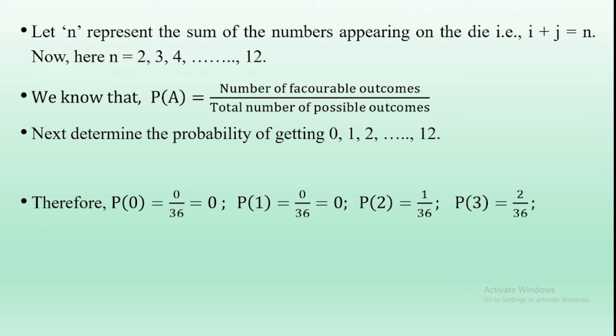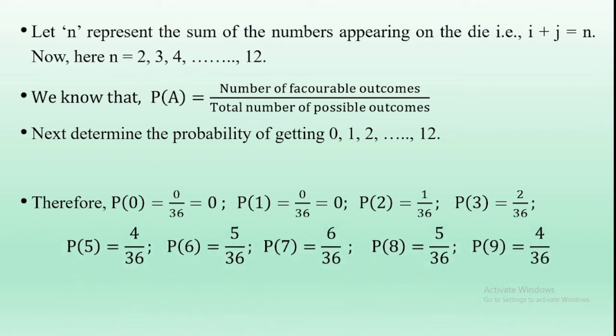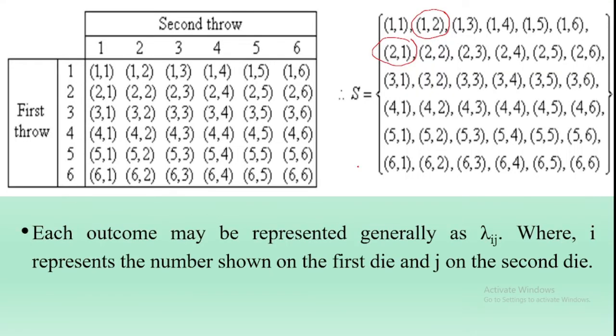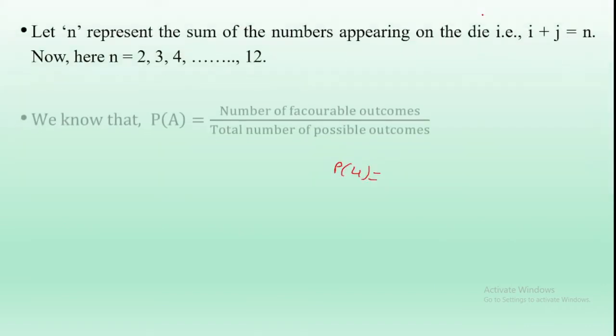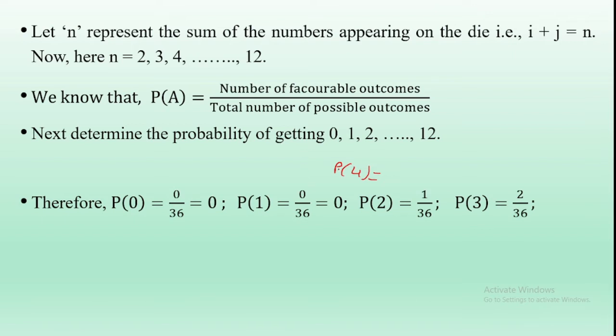Similarly, determine the probability of 4 and the probability of 5. Find the probability of 4. From the above sample space, the sums of the numbers appearing on the dice that equal 4 are 3 plus 1, first chance, 2 plus 2, second chance, and 1 plus 3, third. There are 3 favorable outcomes. Therefore, probability of 4 is equal to 3 divided by the total outcomes, 36.